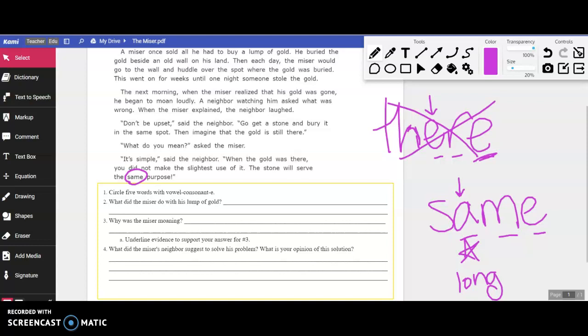All right? And then you're just answering some comprehension questions. In number 4, it includes what is your opinion of the solution. So don't forget the second piece of the question. Okay, so read carefully or listen to it as always. Let me know if you need help.